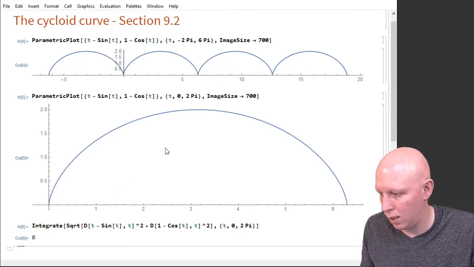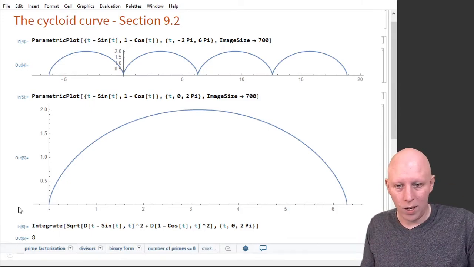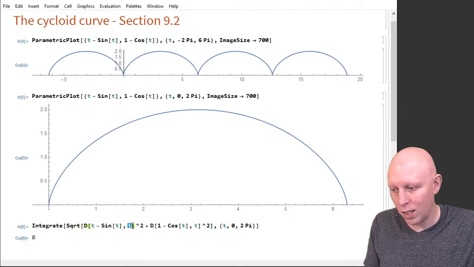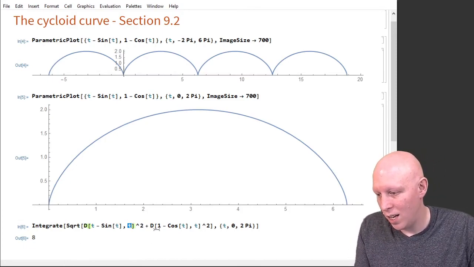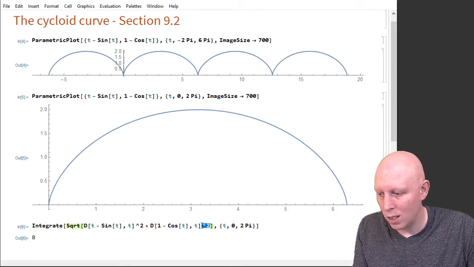And what's it going to tell us? It's going to tell us that the answer is 8. So it's done all those calculations. We had to take a derivative of this function as a function of t. We had to tell Mathematica what the important variable is. Same thing here. We're taking the derivative of 1 minus cosine of t as a function of t, squared, where t goes from 0 to 2 pi.